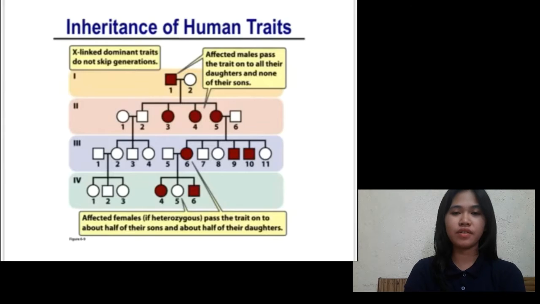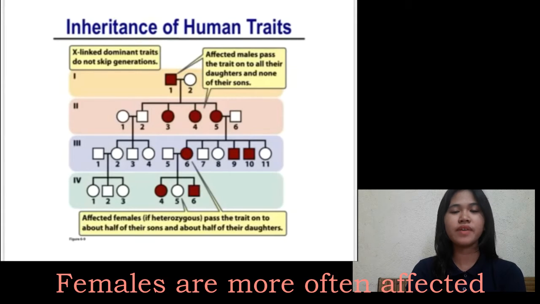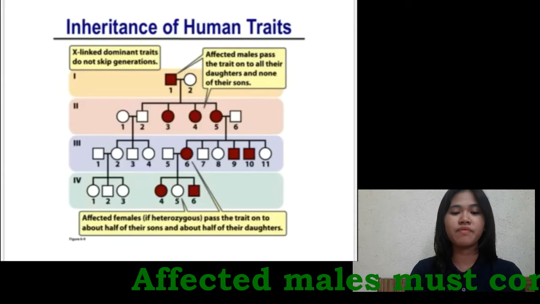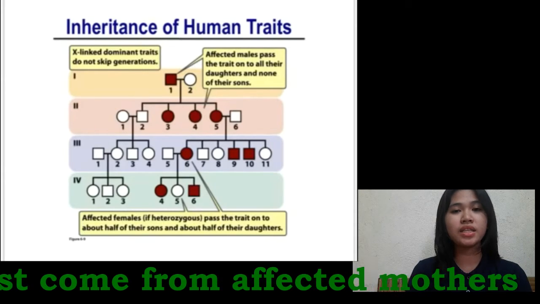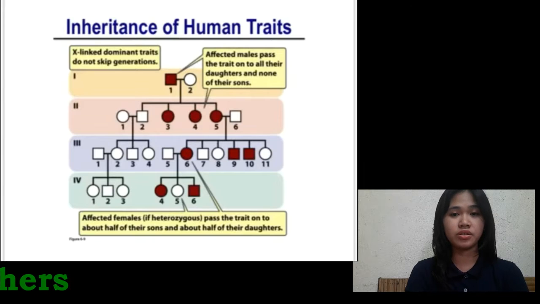X-linked dominant inheritance. The trait in this type of inheritance is located on the X chromosome. Both sexes can be affected, but females are more often affected than males. Affected males must come from affected mothers, because males get their X chromosome from their mothers.